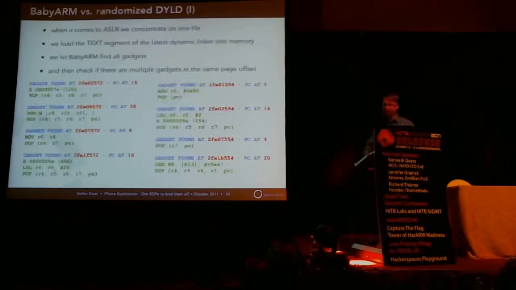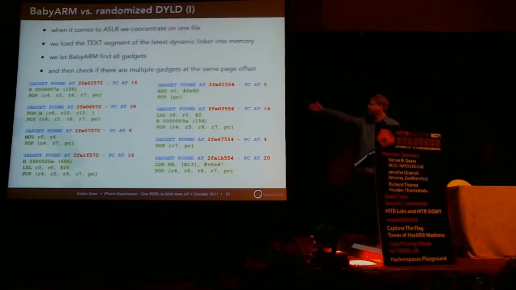So when it comes to ASLR, we will just concentrate on one binary. We just take the latest dynamic linker for the 3.5, and we again tell baby ARM to find all the gadgets, which will be the same as before, but this time we collect the gadgets by memory page offset. So we just take the lowest 12 bits of the address and collect them in buckets. And so we find gadgets that are in the same page offset, but on different pages.